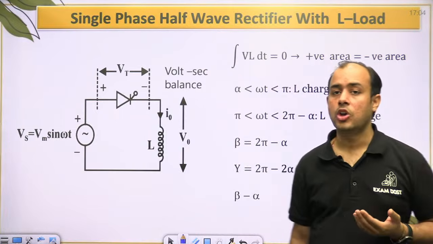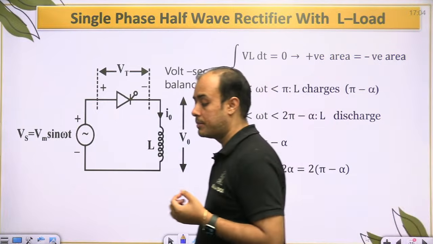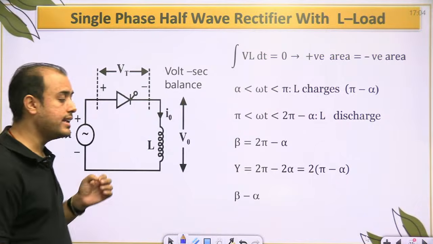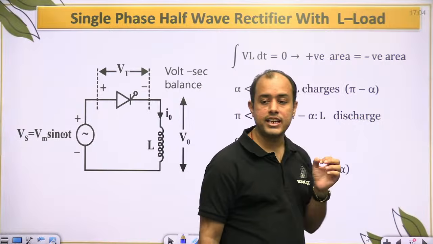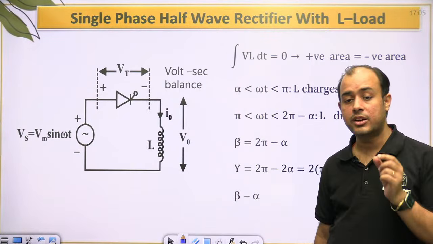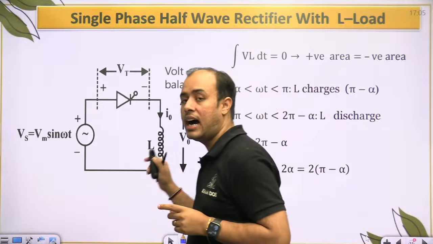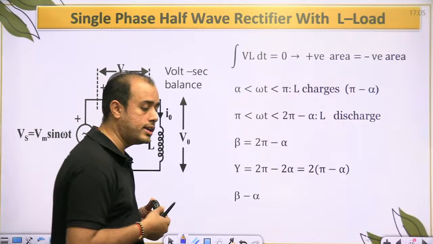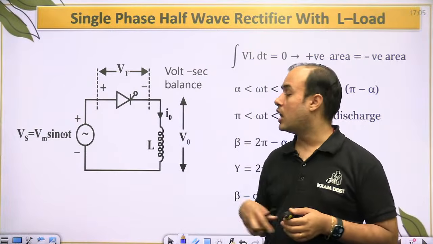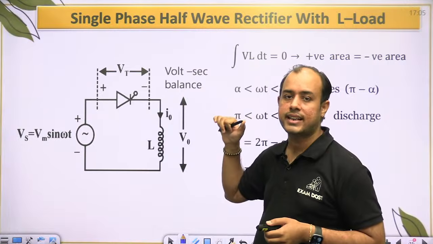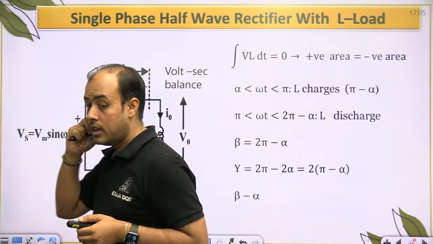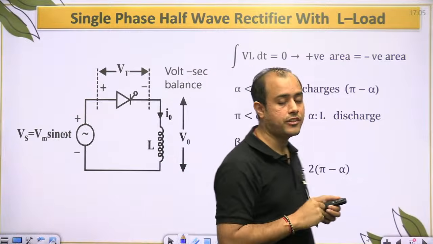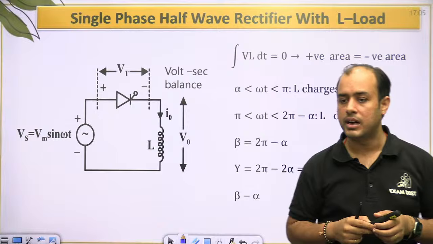Next beta, if I talk about purely inductive load. So yesterday, what did I tell you about purely inductive load? That in an inductor, the average value of voltage is 0, because of which the area under V naught should be 0. And that is called the volt second balance. Now SCR becomes forward biased at 0, but it does not conduct until alpha, the time at which it receives the firing pulse.